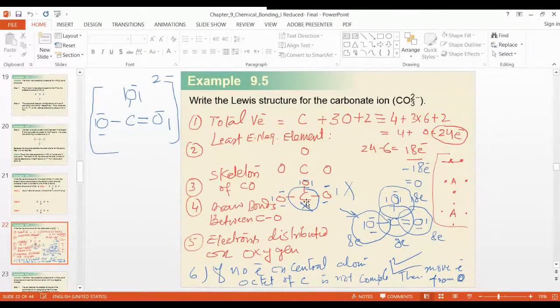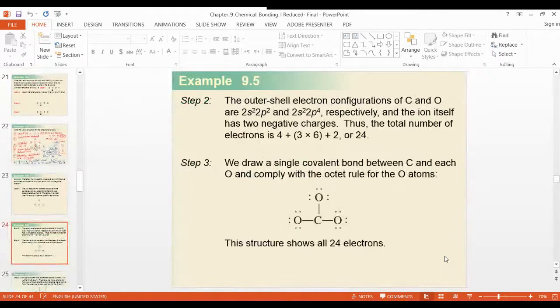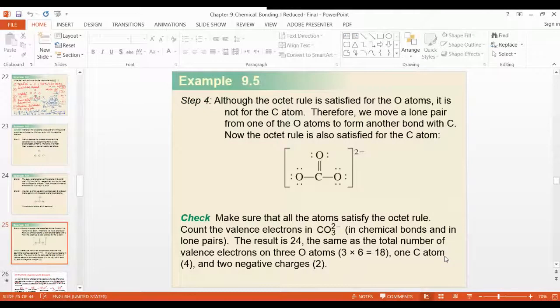In number 3, look at this structure. The oxygen octet is complete, but the carbon octet is not complete. So this is wrong. Then we change to the right side: 1 lone pair of electrons from oxygen transfers to the carbon, making a double bond. Now the octet is complete for the oxygen and everything; all octets are complete. So this is the correct structure. And this is the same example we have, the carbonate. This is the final structure.